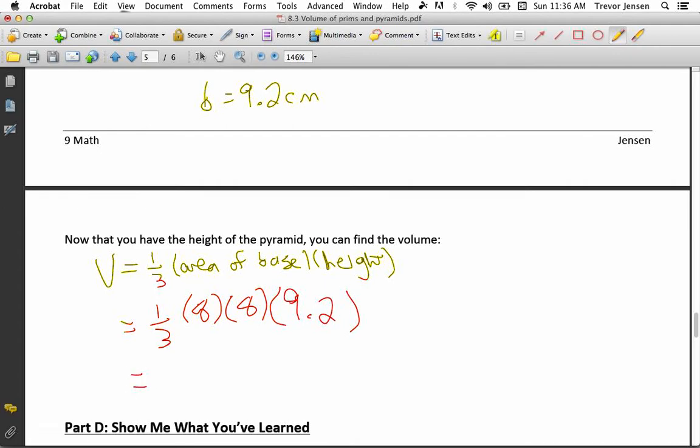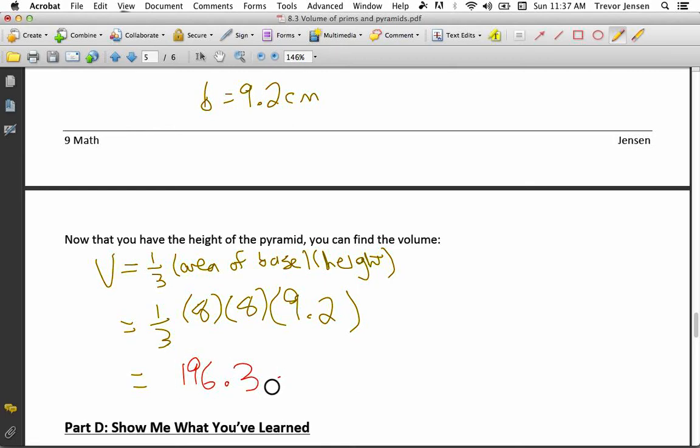So just multiply this out. 1/3 times 8 times 8 times 9.2. Or do the 8 times 8 times 9.2, and then divide that answer by 3. That's what multiplying by a third does. And I get 196.3 if you round to the nearest tenth.